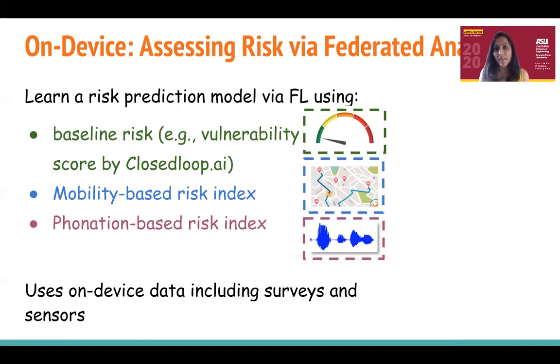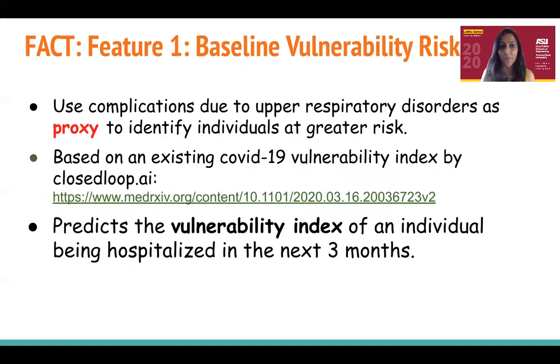For the on-device side, what we want to do is to combine some kind of a baseline risk based on a survey. And this one, we will use an existing survey built by closedloop.ai. And then we want to use a predictive model for mobility-based risk and a predictive model for a particular biomarker, which is phonation-based. All of this is going to involve using federated learning, and that's what I'll talk about now. So let's look at each one of these features in detail.